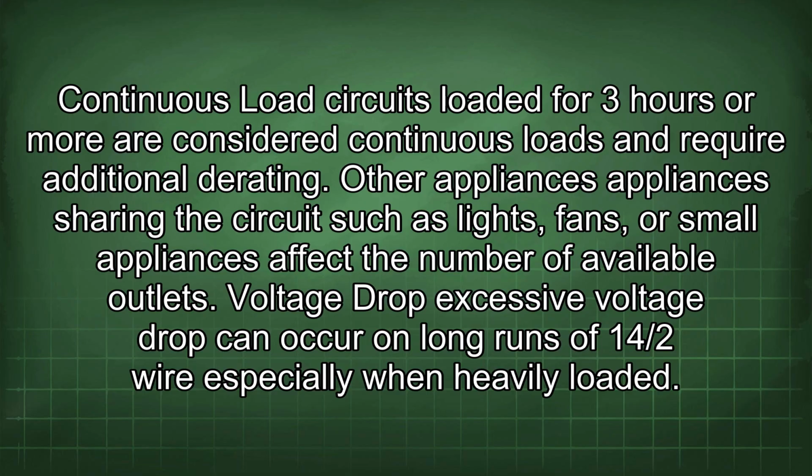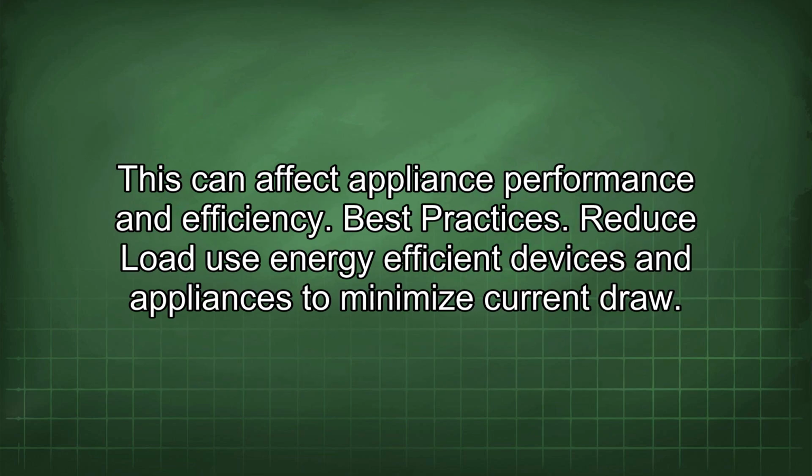Continuous load. Circuits loaded for 3 hours or more are considered continuous loads and require additional derating. Other appliances sharing the circuit, such as lights, fans, or small appliances, affect the number of available outlets. Voltage drop. Excessive voltage drop can occur on long runs of 14/2 wire, especially when heavily loaded. This can affect appliance performance and efficiency.